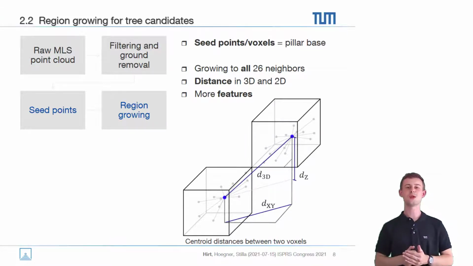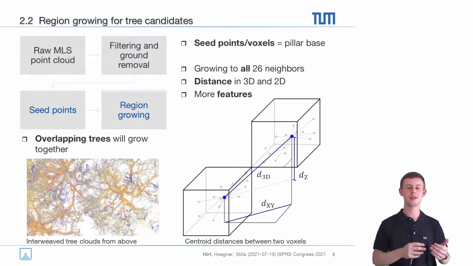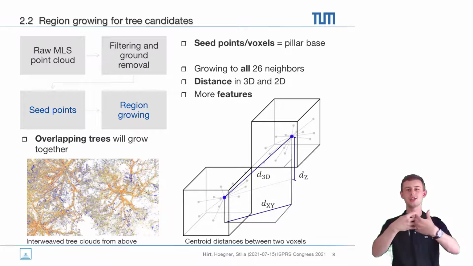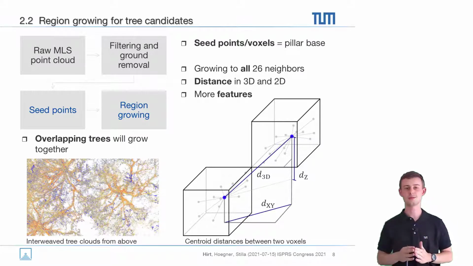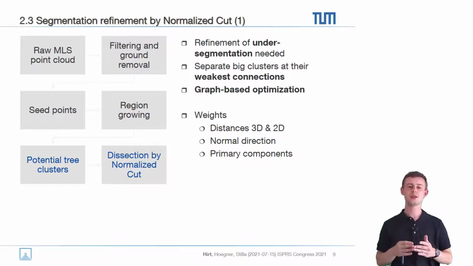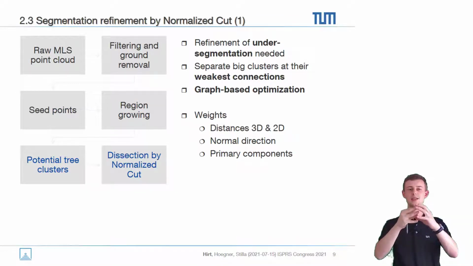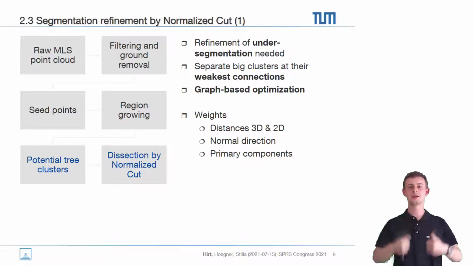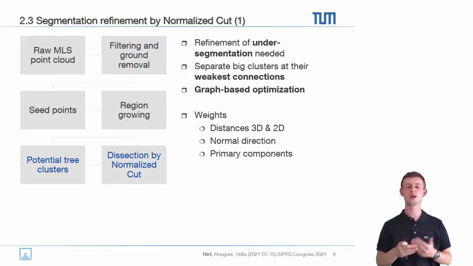Of course, they don't do what we expect, because sometimes they grow together. Some trees are really entangled into each other, and then we have large clusters. To dissect them, we use a graph cut approach. That means we look where in these segments is the border with the weakest combination, and there we cut it and derive two segments, and so on. To do that we need weights that say how strong or weak such a connection is. These weights can be distances again, but also other features like comparing normal vectors or primary components. This has to be examined further.